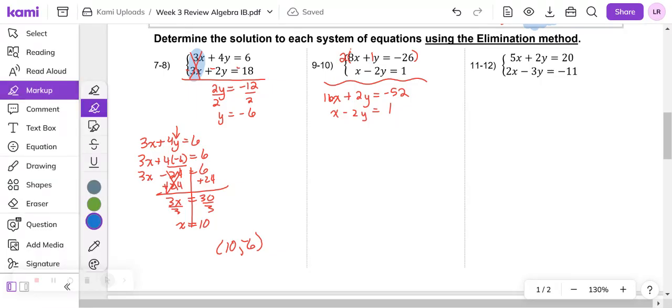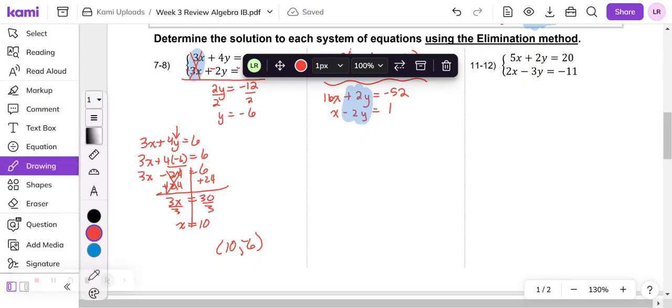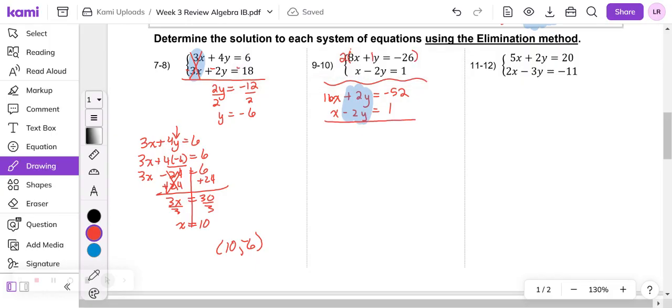And now notice, in my y's, I have opposites. I have a positive 2y on top and a negative 2y on the bottom. So since these are opposites, I'm going to add the equations together. So 16x plus 1x is 17x. That's 0. Negative 52 plus 1 is negative 51. Divide both sides by 17, and x equals negative 3. So I have one of my answers. I figured out the x.